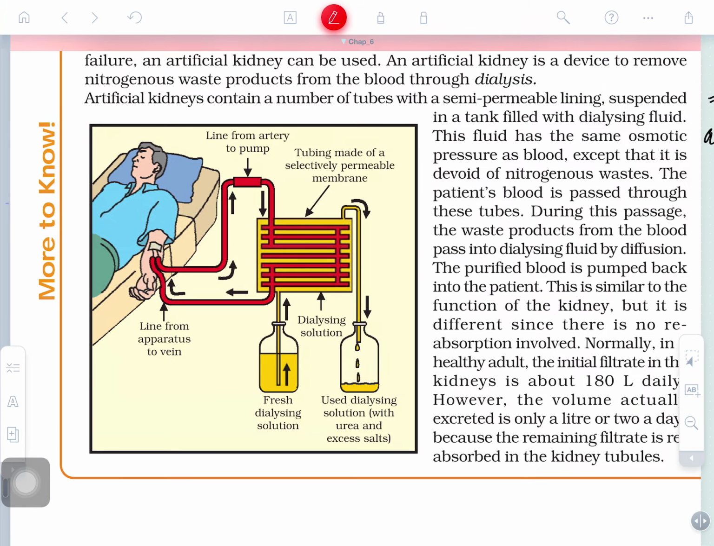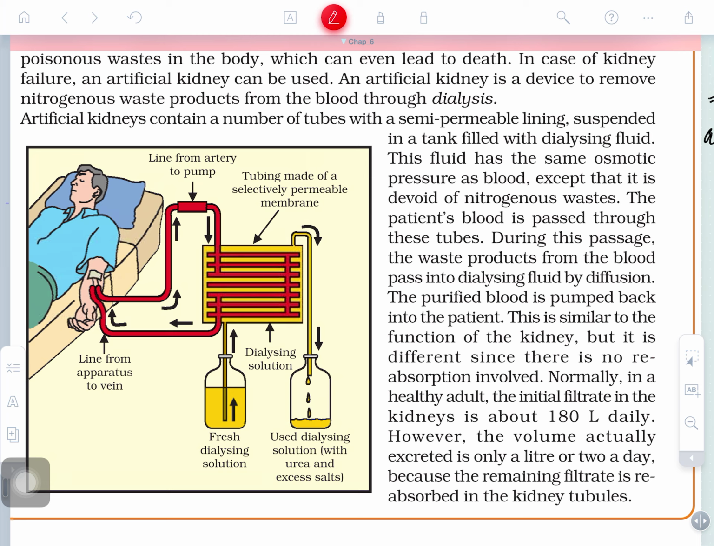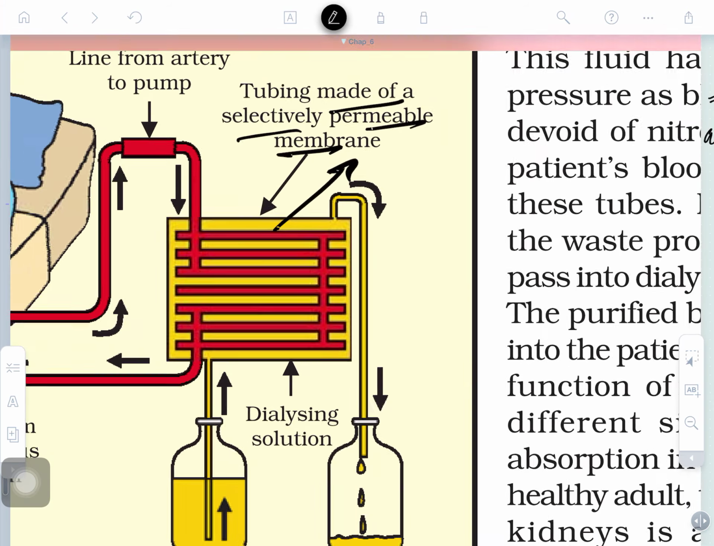You may see in the picture here, the blood is taken out from the body of the patient and is treated. The yellow part you may see is a dialysing solution, with tubes made up of a selectively permeable membrane. The blood moves through these vessels in their tubular network, and thus the blood comes out here.